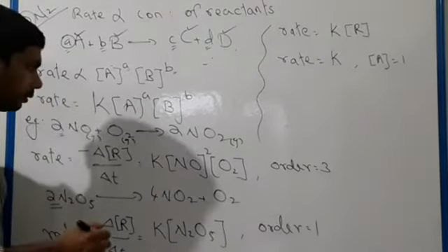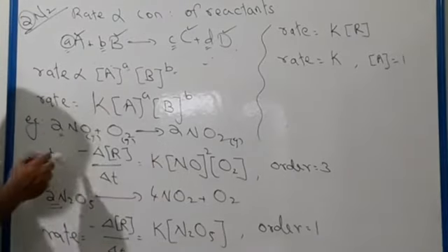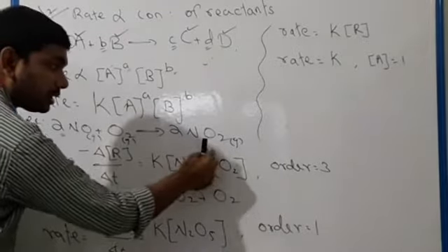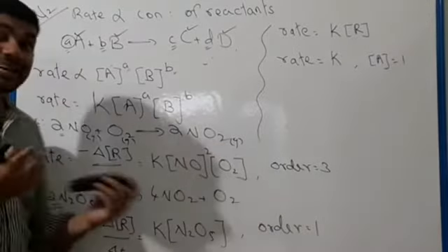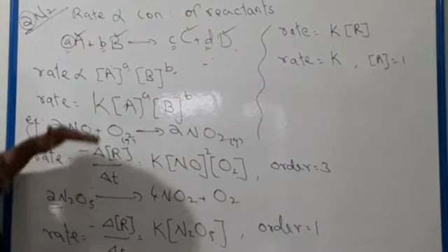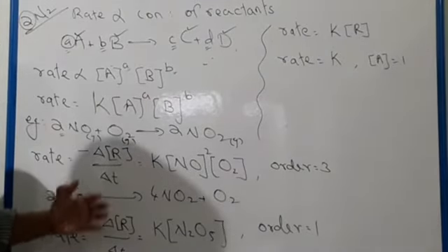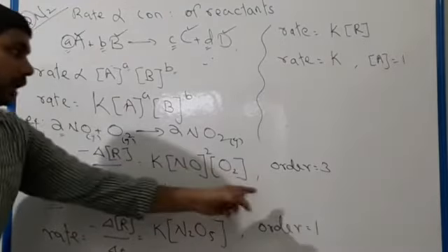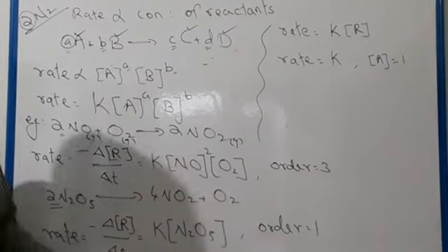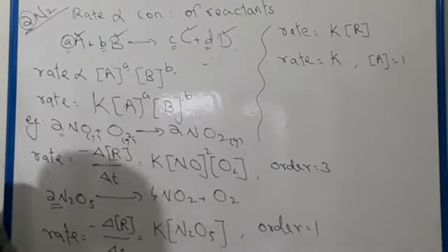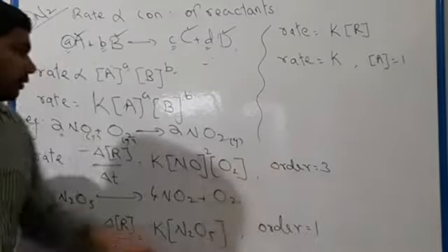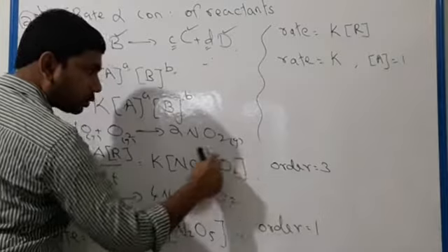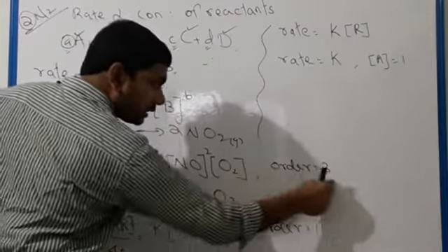Look here, in the previous case, here 2 and here 1. Actually, these 2 and 1 are obtained by experiment, not theoretically, not from the equation. We have to do some experiment, and based on the experiment we will find these values. After this slide, we will discuss that experiment. So these are the orders of reaction. Here power 2, here power 1. 2 plus 1 is 3, so this is a third order reaction.